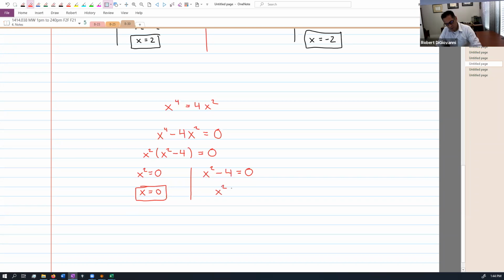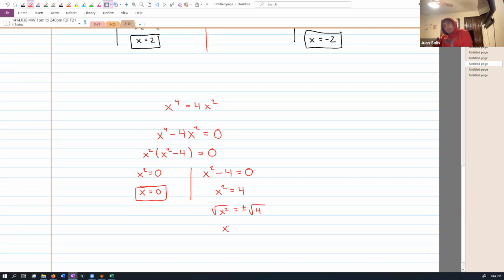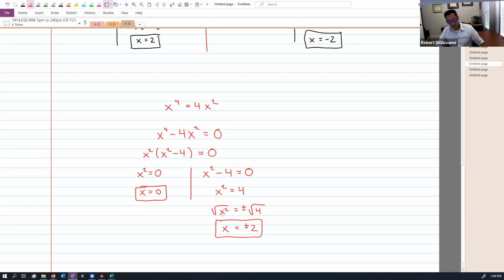Okay, so you move the 4 to the other side. And then you did square root plus or minus, right? Yes. And that gives you the other two solutions, plus or minus 2. Those are the same 3 solutions that Josiah got, right? 0, positive, and negative 2. Good, that'll work also.